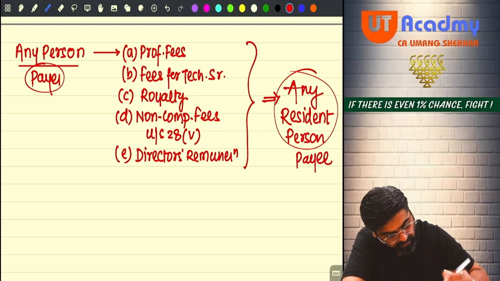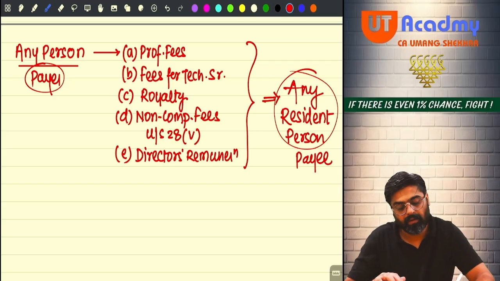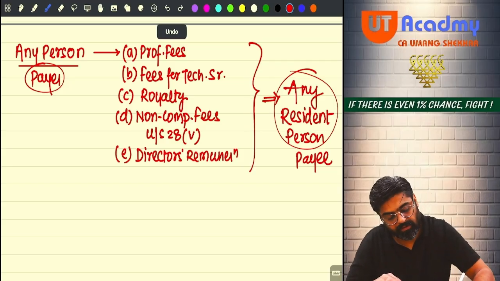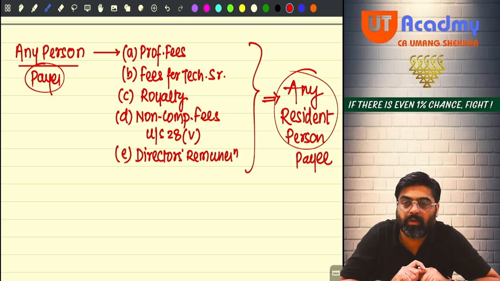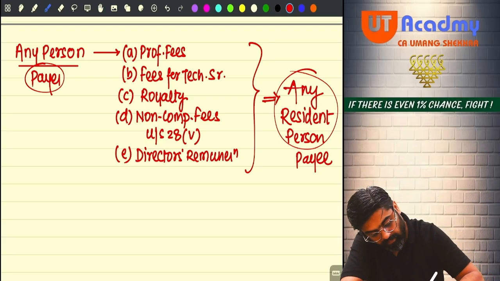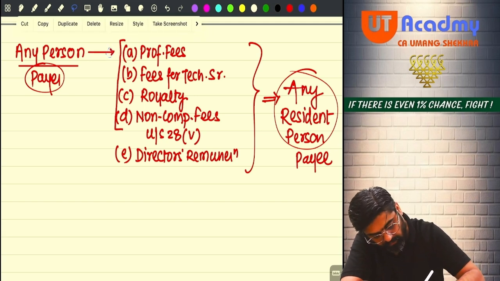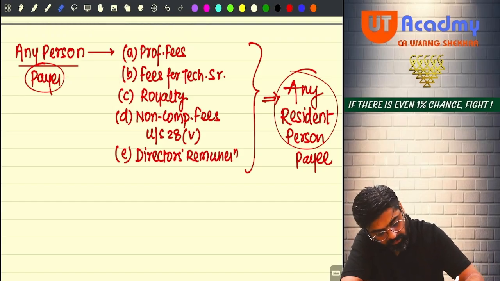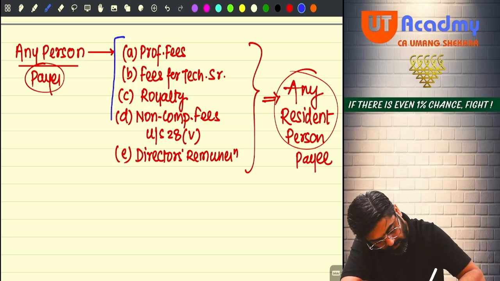So the payer is making the following payments. Number 1, professional fees. Number 2, fees for technical services. Number 3, royalty. Number 4, non-compete fees. Okay, now pay attention. 1, 2, 3, 4. Sir, 1, 2, 3, 4. Very good. Then 5 also, no? No, only 1, 2, 3, 4.